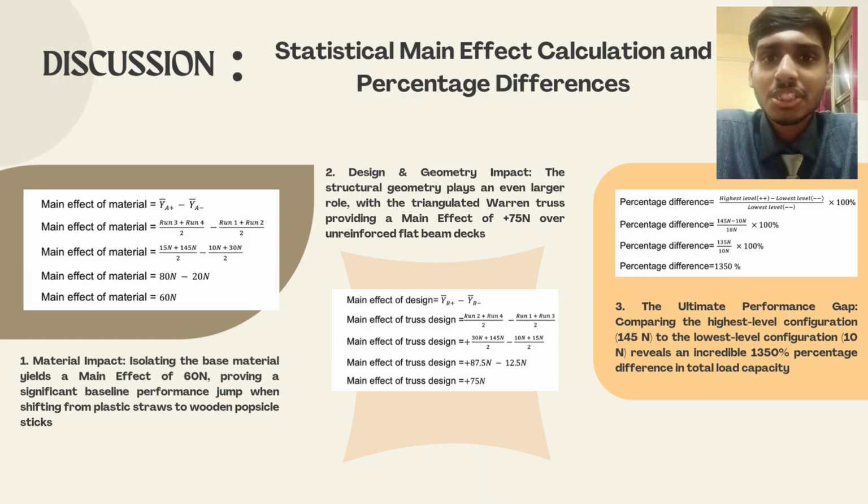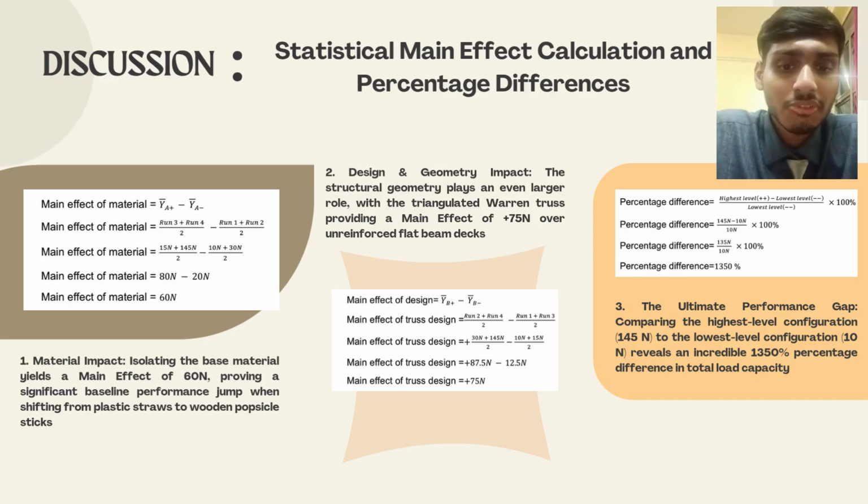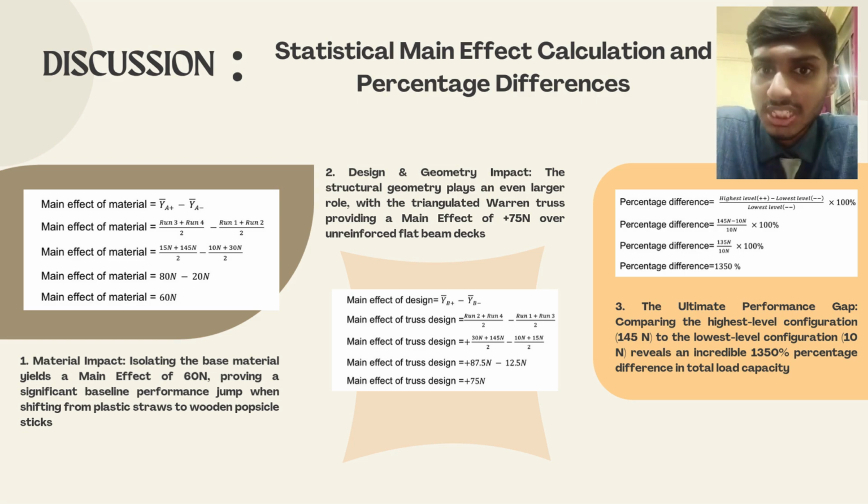Second, the comparison of design and geometry. The Warren Truss has a main effect of positive 75 Newton over the flat beam deck, and this is much higher and plays an even larger role compared to the material itself.